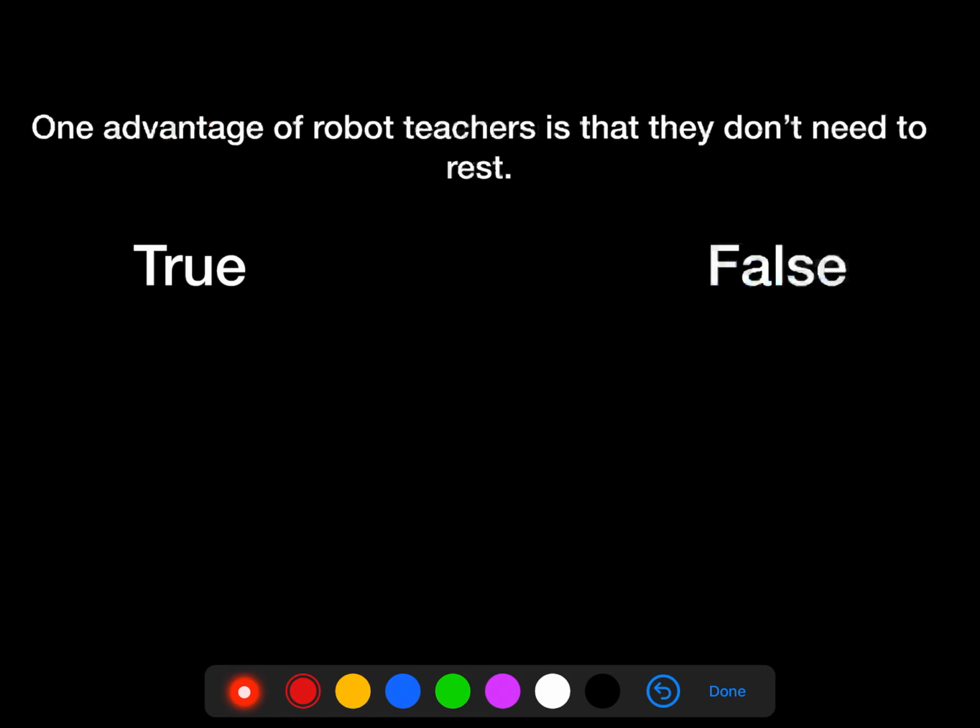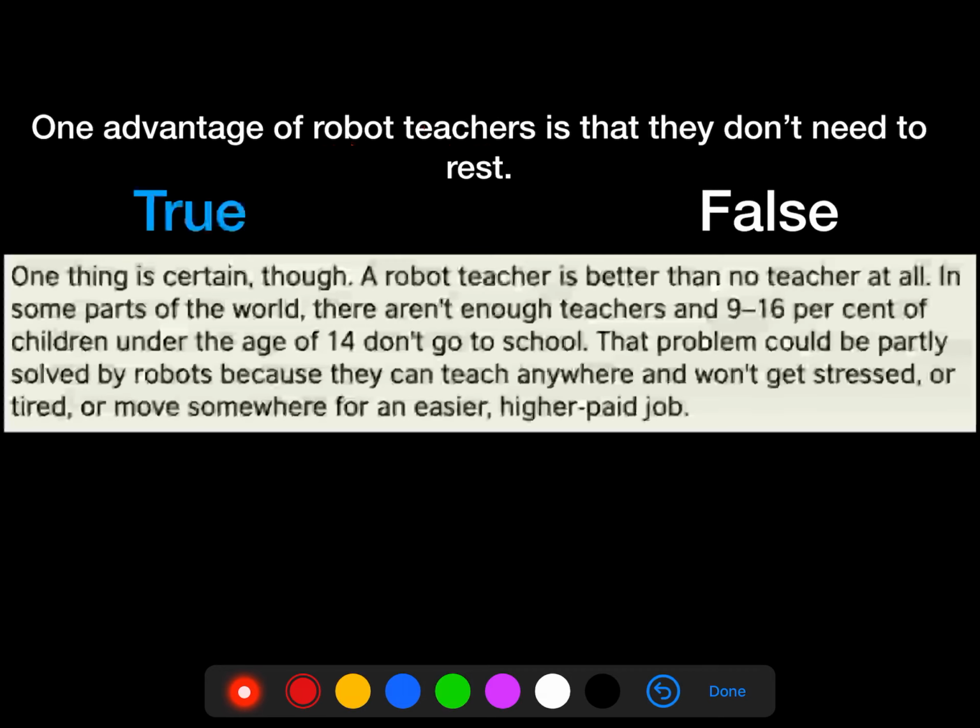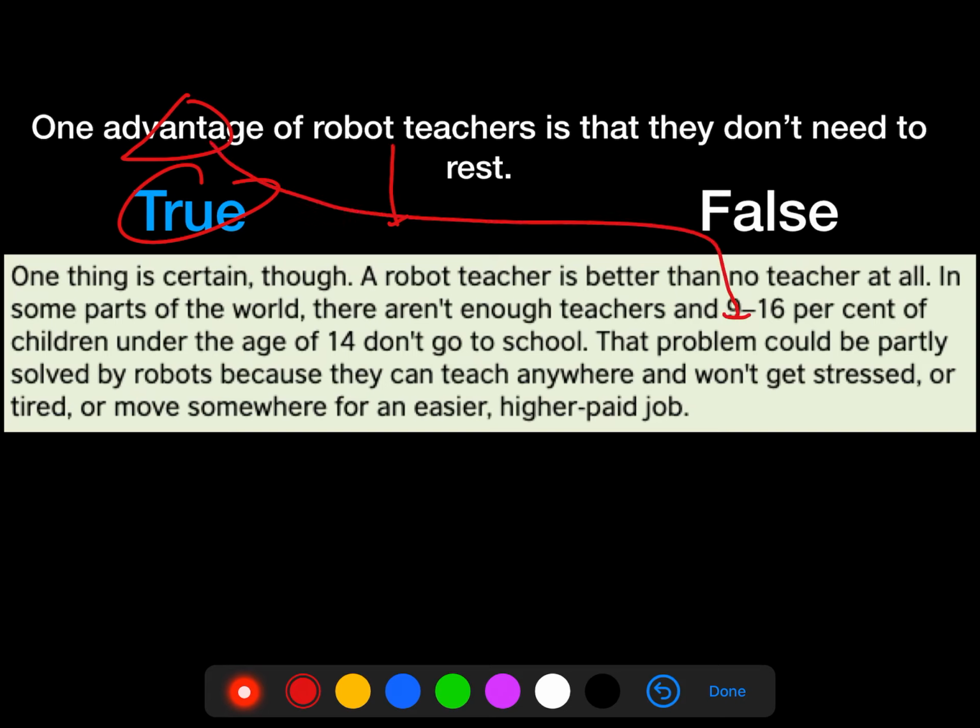Let's read the question here. One advantage of robot teachers is that they don't need to rest. Is this true or false? The answer is true. So where do we find this answer? One advantage. The advantage can be found from these two sentences. First, that problem could be partly solved by robots. It has the same meaning as this.